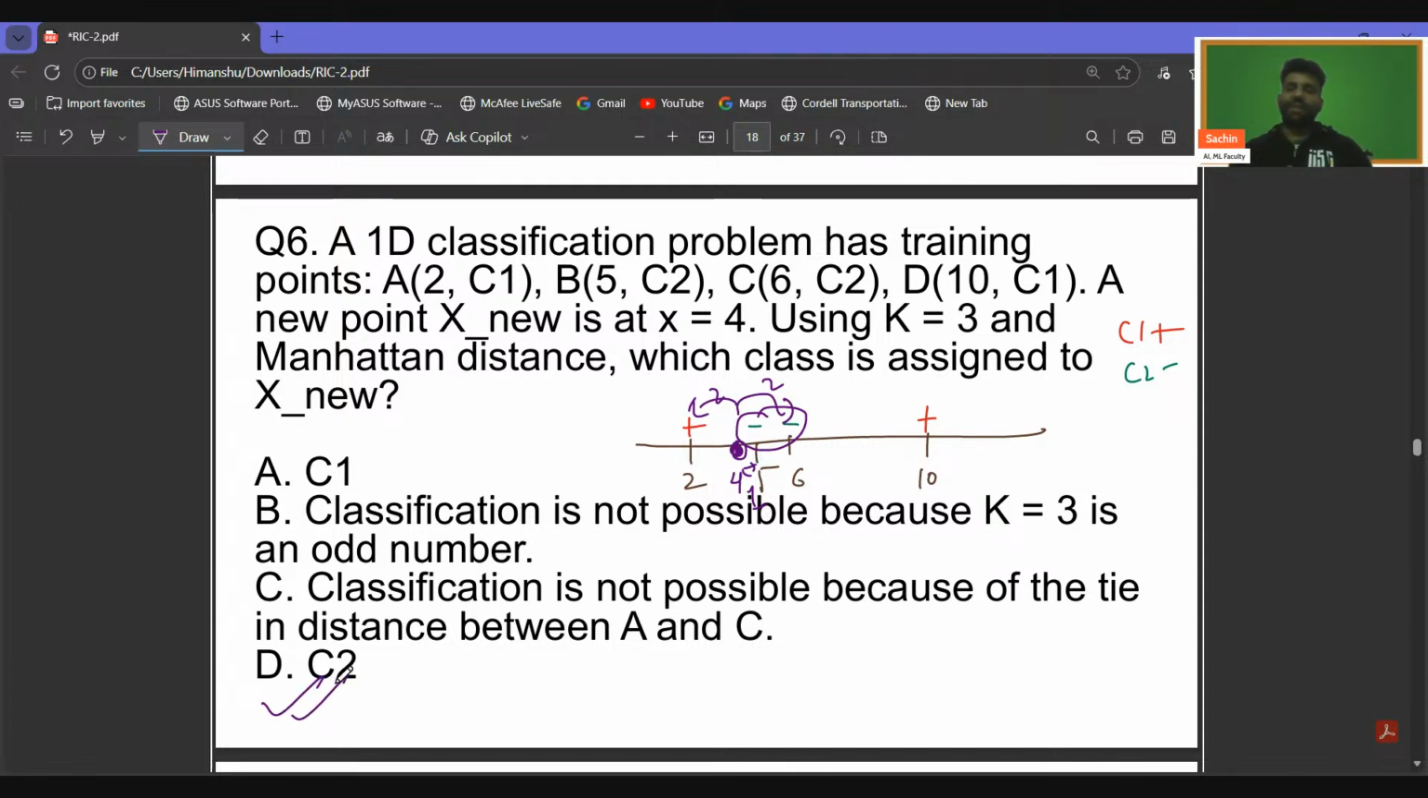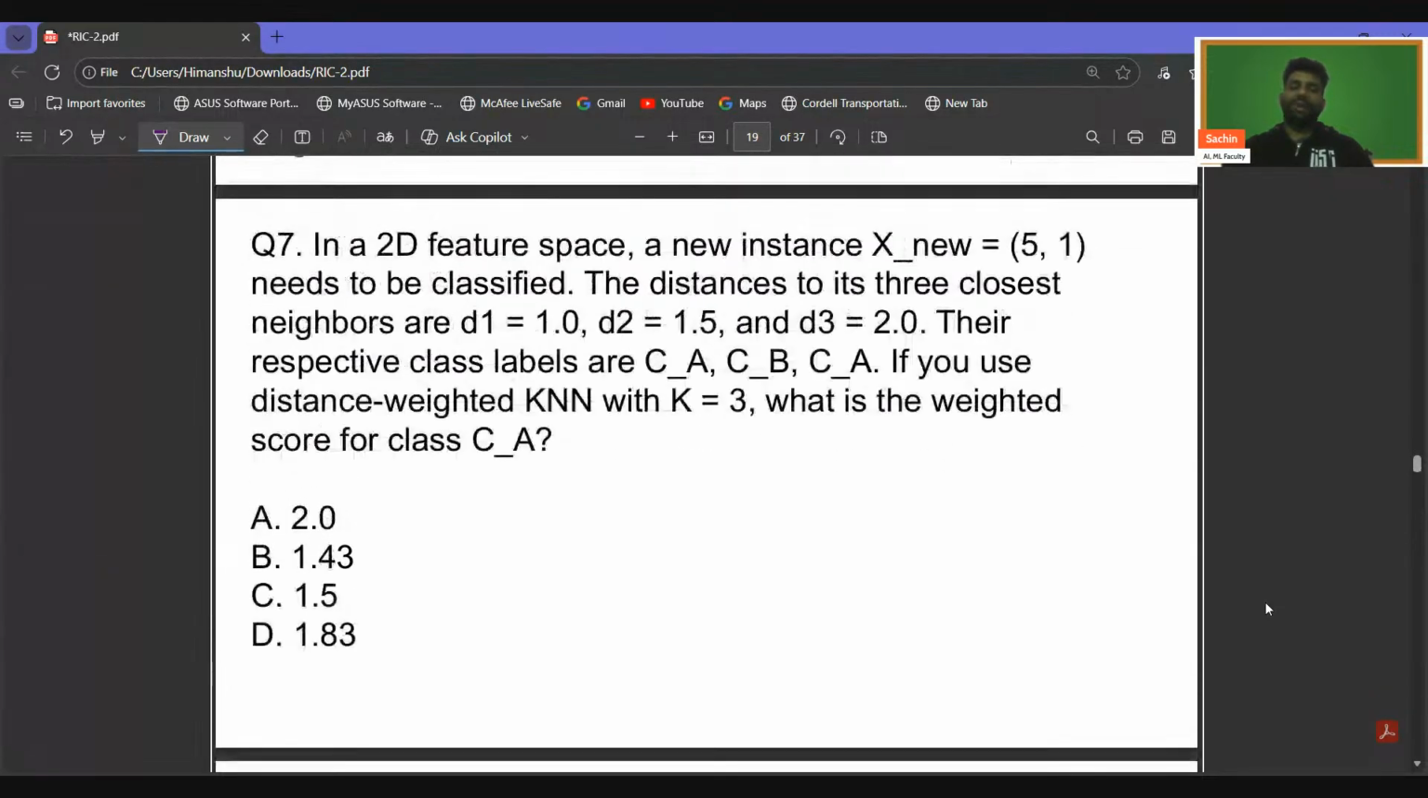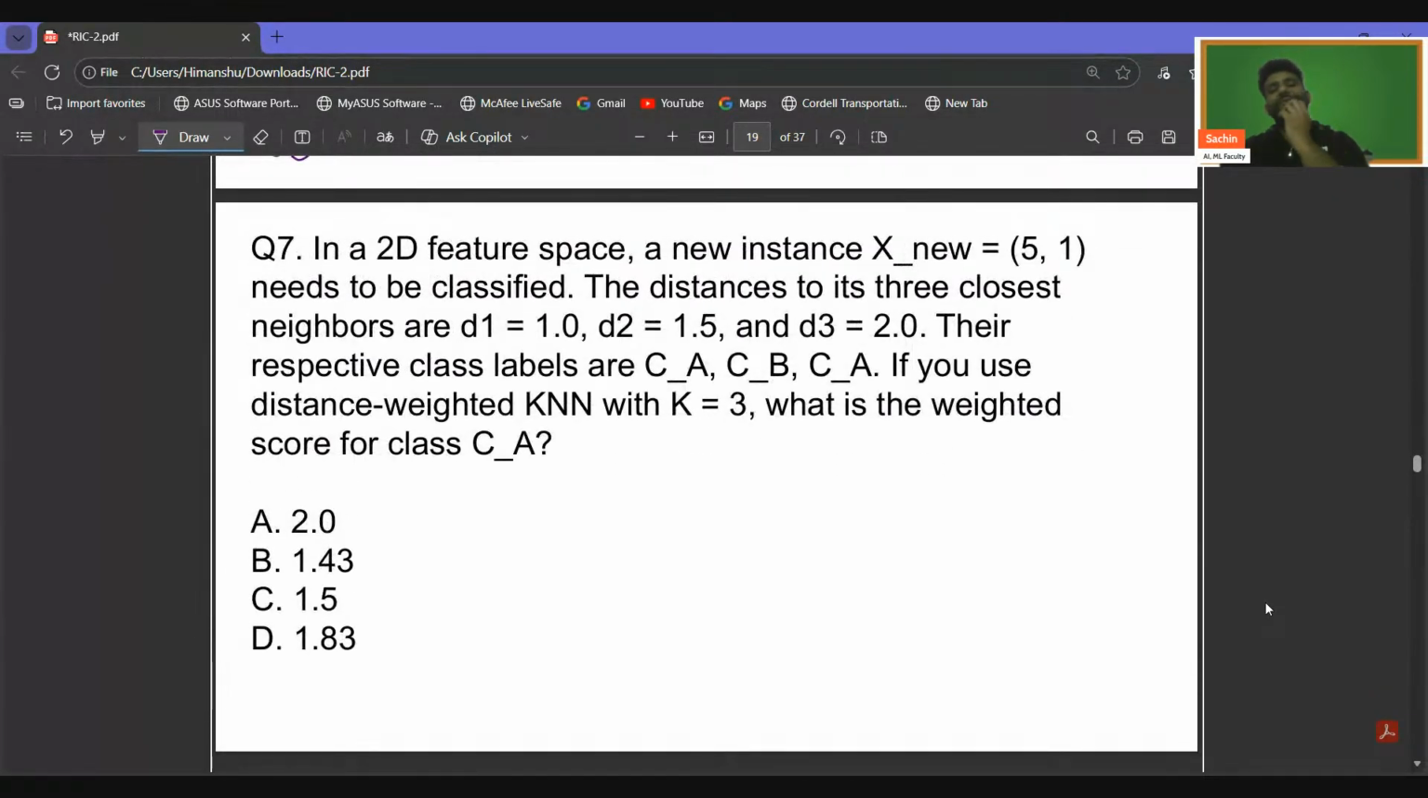Again, very simple, just a simple application of Manhattan distance and what we know about the nearest neighbor. I hope you got it. You got this. Let's move on to the next problem. Again, it was very easy. A final one, with some variation over here.